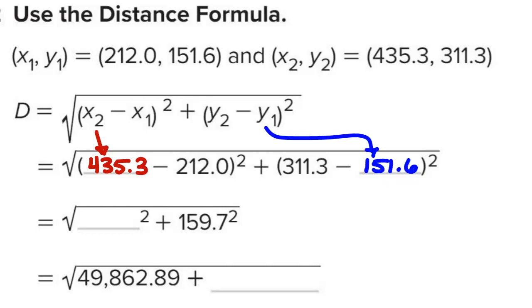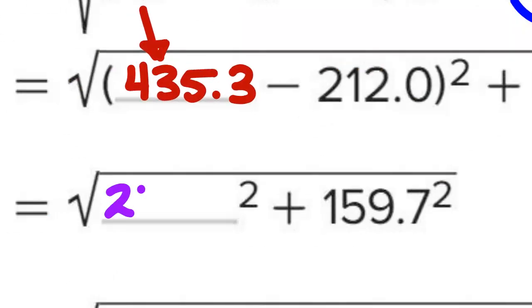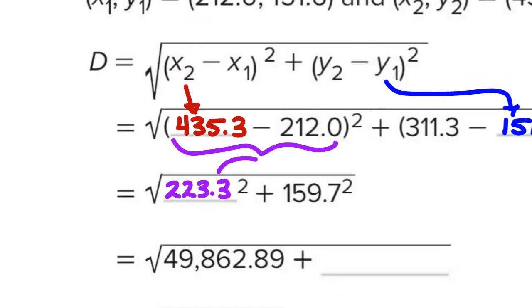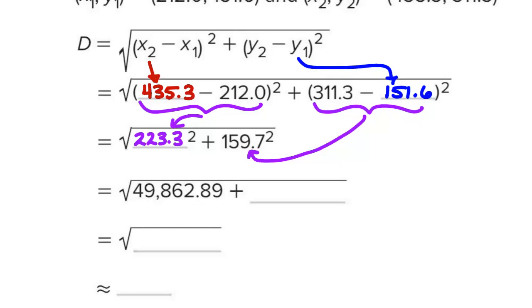We need to subtract those x's. 435.3 minus 212. What do you get when you simplify that first set of parentheses before you square it? 223.3. That's coming from this part right here. And then they did this second bit of subtraction for us. They squared the 223.3 and they got 49,862.89. What did you get when you squared the 159.7?